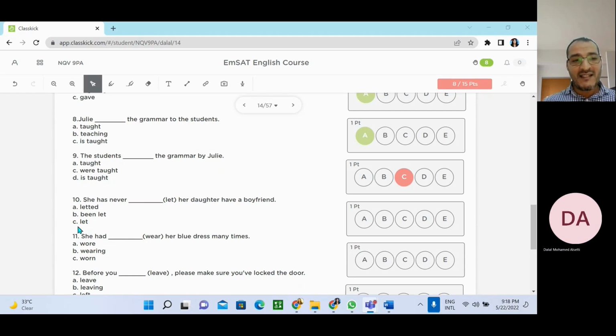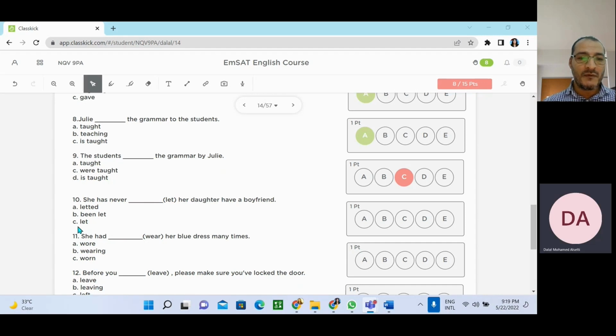What about "she has never been let"? If we say that, this is passive. It makes "she" the receiver of the action. But actually, her daughter is the receiver of the action, not her. That's why we cannot use a passive form here. So we say she has never let. Number C is correct, but it's not necessarily a passive voice.